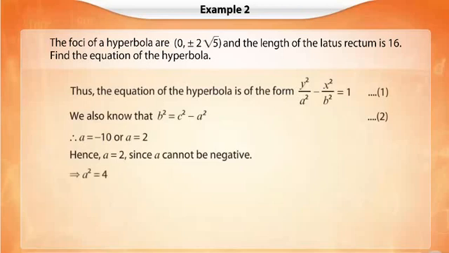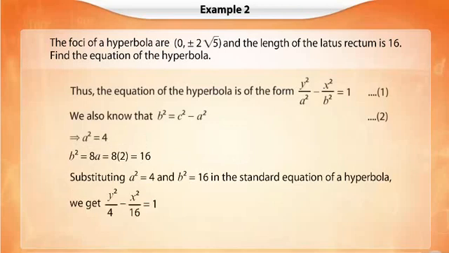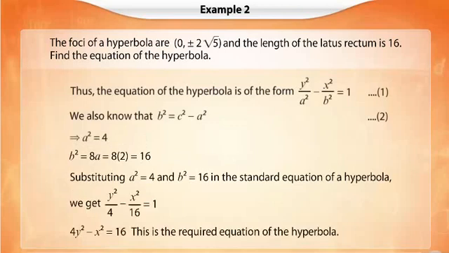This implies that a square is equal to 4. Thus b square is equal to 16. Now, let's substitute the values of a square and b square in equation 1 and simplify. On simplification, we get the required equation of the hyperbola as 4y square minus x square equal to 16.